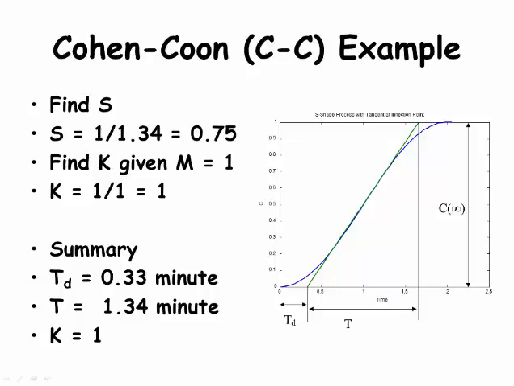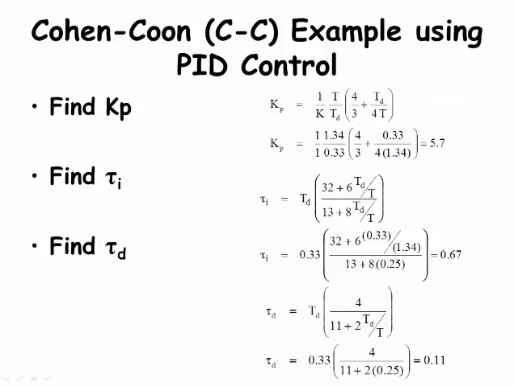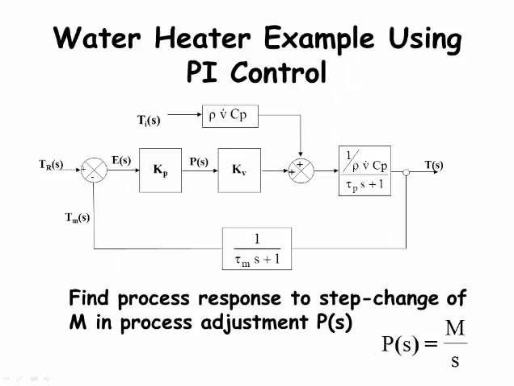Now we have the information we need to calculate the controller settings. We know that the transport lag time td equals 0.33 minutes, the process time constant t equals 1.34 minutes, and the process steady state gain k equals 1. Assuming that we are using PID control, we use these three equations to find kp, tau I, and tau d. And after we put in the numbers, we find that kp equals 5.7, tau I equals 0.67, and tau d equals 0.11.